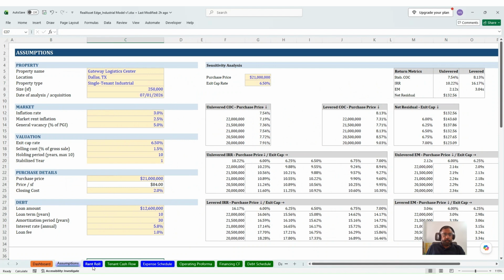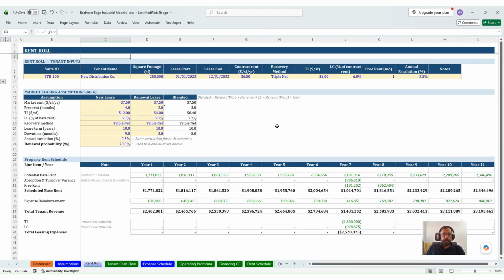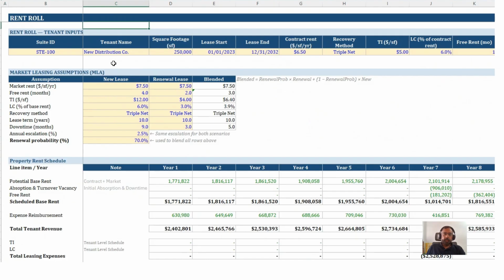Moving to the rent roll tab, now this is a very important tab for the model, which includes a rent roll for the property. Now we have a single tenant called new distribution company. We require the square footage, lease start, lease end dates, what is the current contract rent, and any leasing related information for this tenant. Now, this date could also be in the future. It need not be already commenced lease. It could be a future dated lease as well.